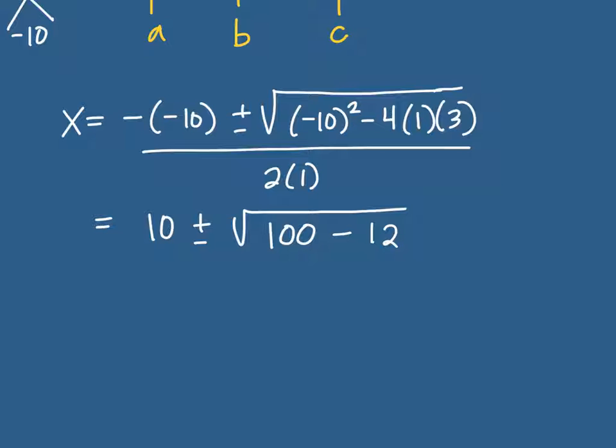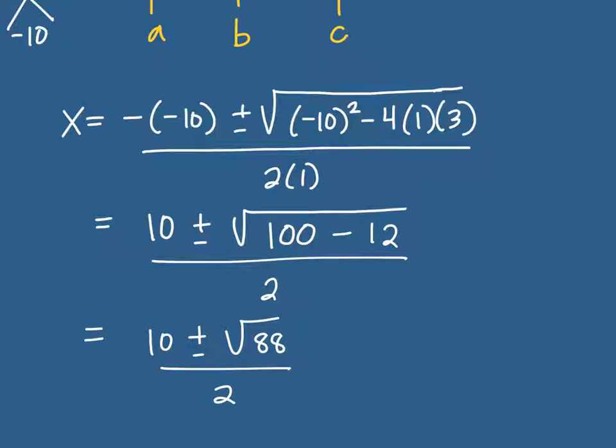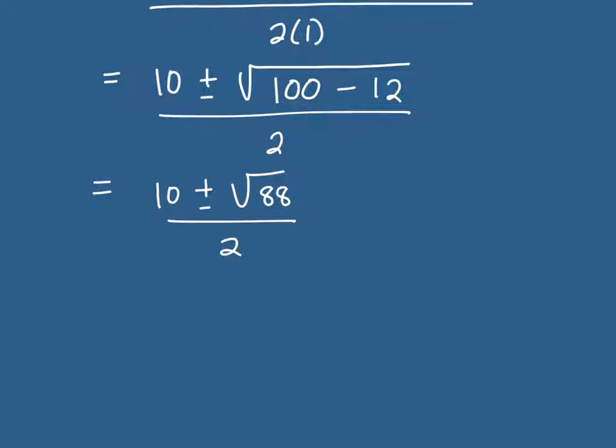Okay, and then all over 2. So we simplify this. Most people usually get the subtraction right. It's the square root of 88 over 2. Now comes the chance to simplify the square root.